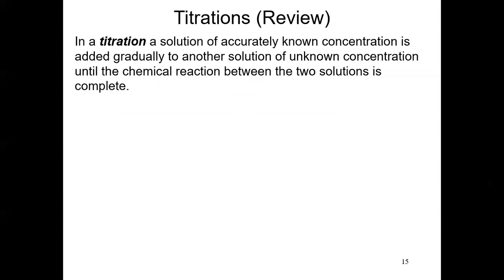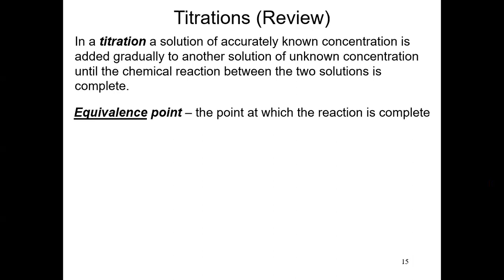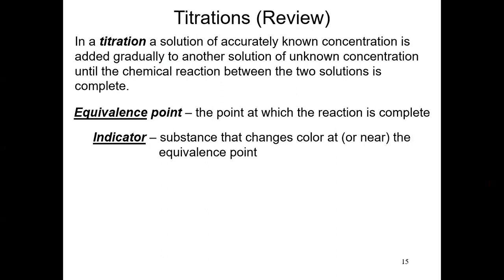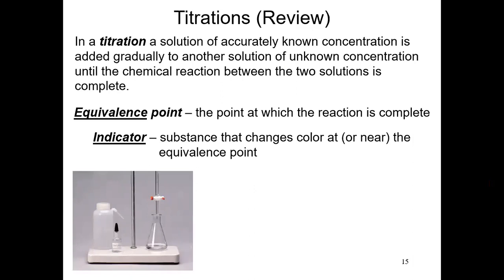So in a titration, what you do is a solution of accurately known concentration is added gradually to another solution of unknown concentration until the chemical reaction between the two solutions is complete, right? So you all remember that what you try to shoot for is what's called the equivalence point, the point at which the reaction is complete. But in many cases, you cannot identify that equivalence point visually or at the macroscopic level. So what we do is we put an indicator, a substance that changes color, near the equivalence point.